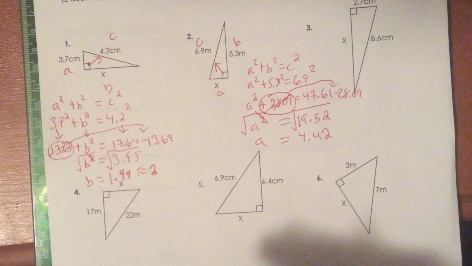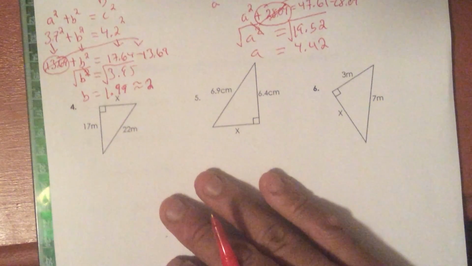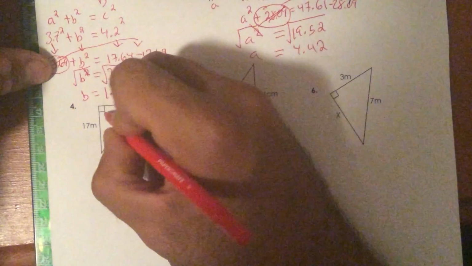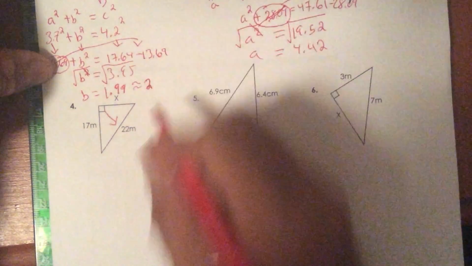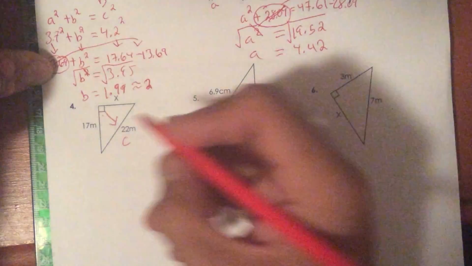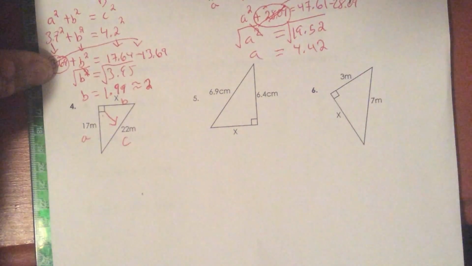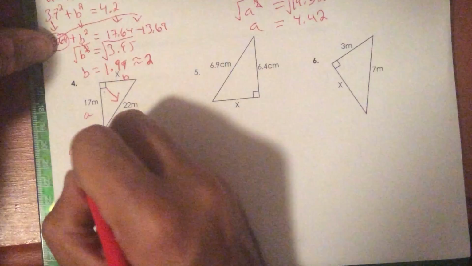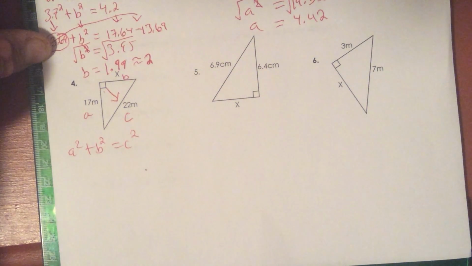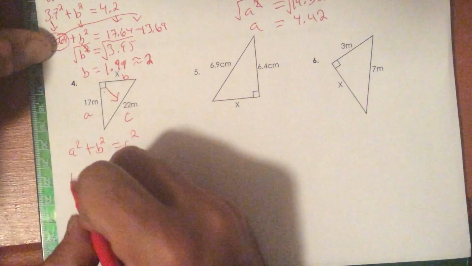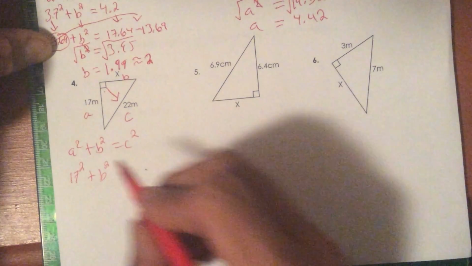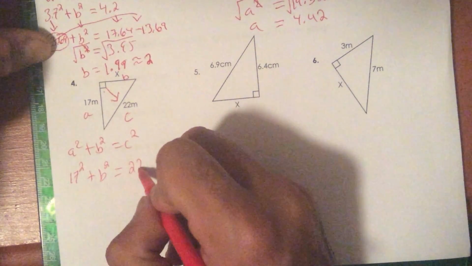Now, let's move on to number 4. First thing I would like to do is identify what my letter C is. The letter C is across from the 90-degree angle, which is right here, 22. That means the other two sides will be A and B. So using my theorem, A squared plus B squared equals C squared. Now, A will be 17, don't forget your square, plus B squared, because that's what we're looking for, equals 22 squared.